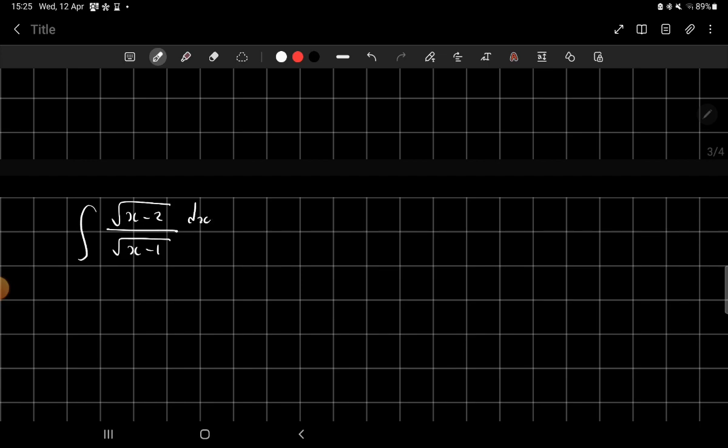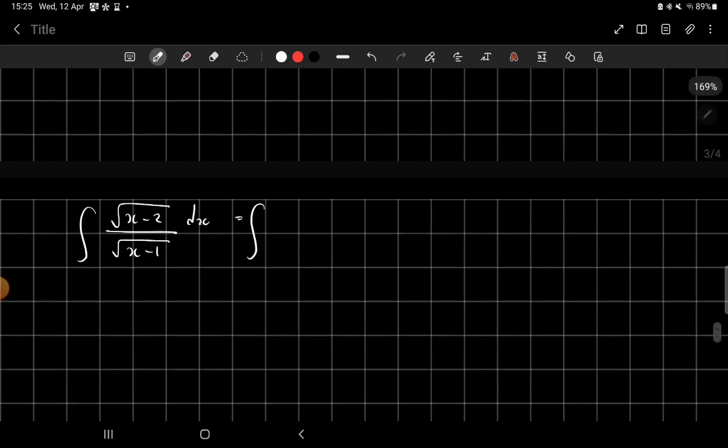And now for this integral, there are many ways to approach it. There are many ways to find the antiderivative or finding the substitution. The way that I'll be approaching this integral is by multiplying by a form of 1, which is the square root of x minus 2. So let me show you what I mean here.